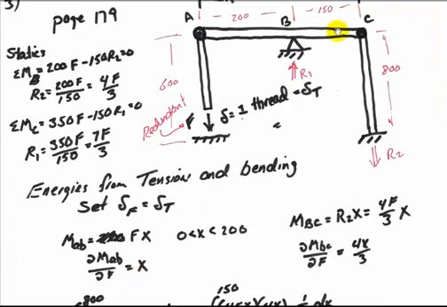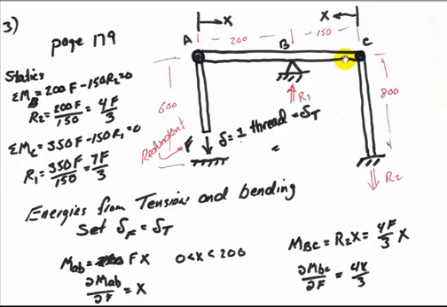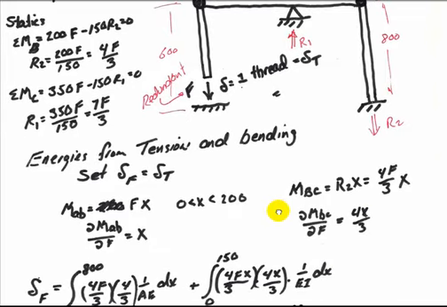My moment in the region BC, when I make a cut specified by this x, is going to be this reaction times my moment arm, which will be x. So it's going to be my R2 times x, but R2 is 4/3 F times x, and the partial of that moment with respect to F is 4x over 3. That takes care of a couple of my terms.